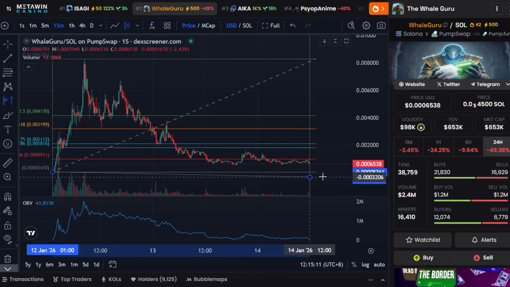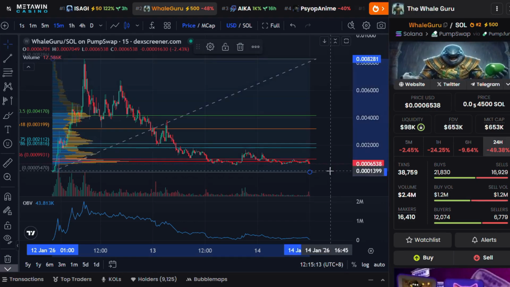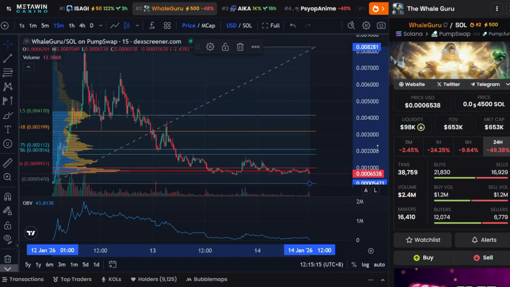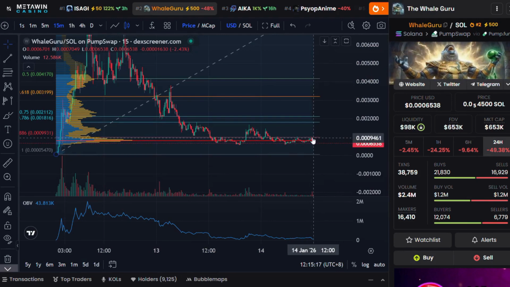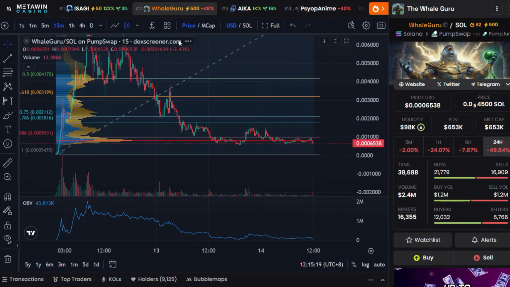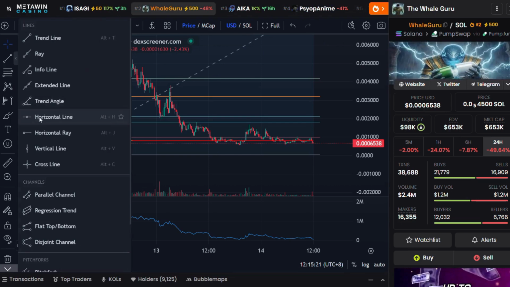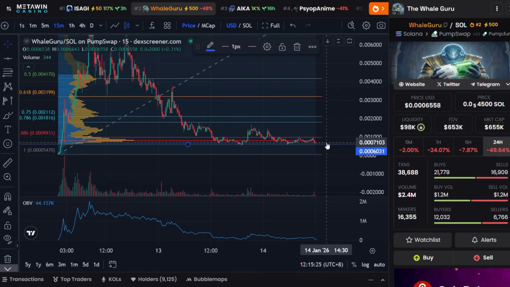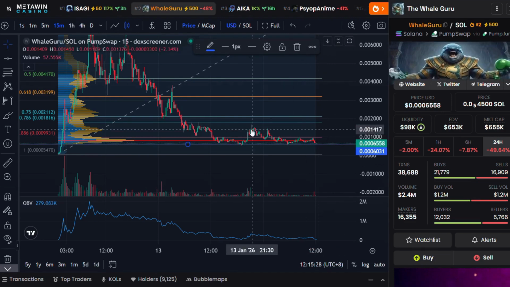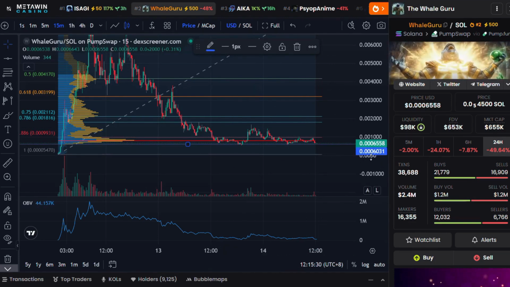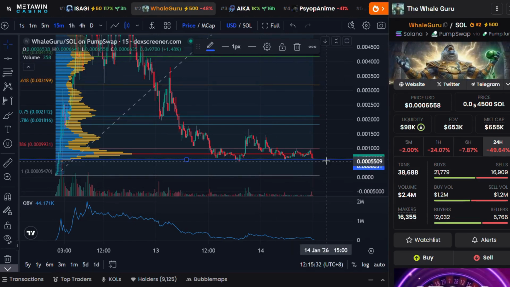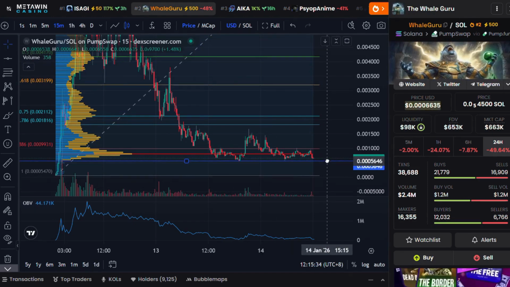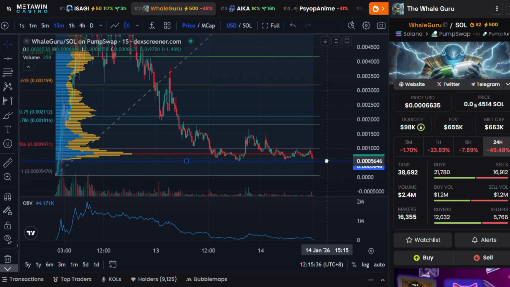What immediately stands out is that both the point of control and the value area low of the whole range are aligning almost perfectly with the current price region. This means that the area where the most volume has traded and where value is considered fair by the market is sitting right at this support zone. This creates a strong confluence.